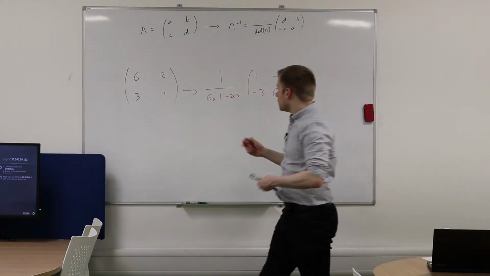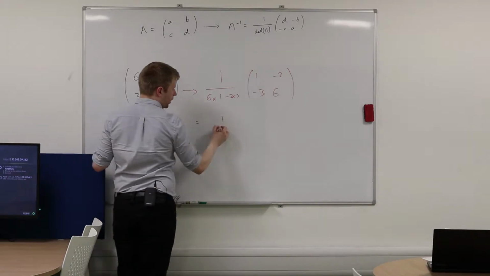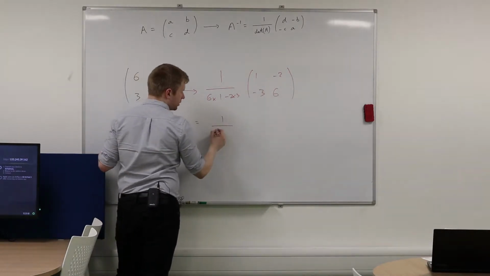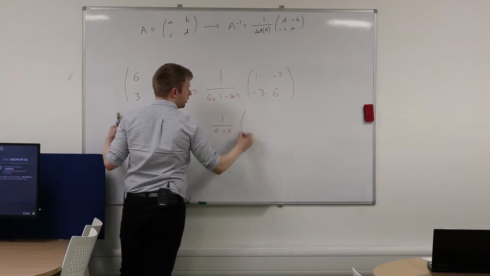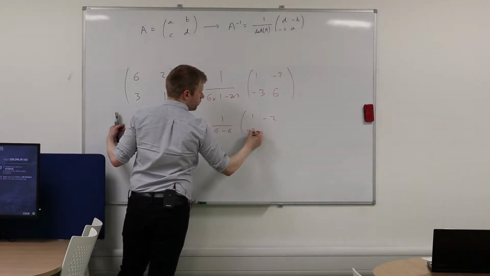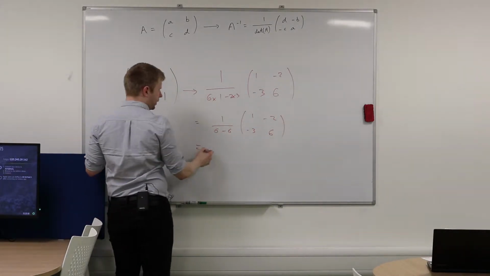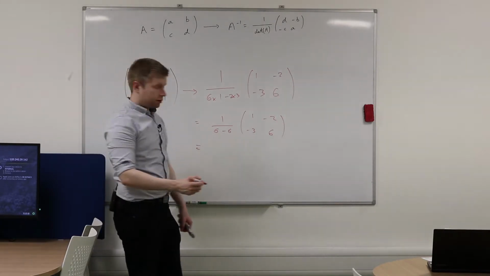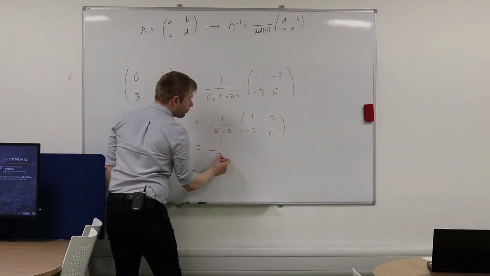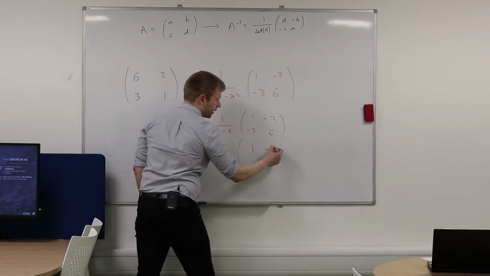Then we go through and tidy up. So 1 divided by, well, 6 times 1 is 6, take away 6, and then that stays the same. Well, let's have a think. 6 take away 6 is 0. So you get 1 divided by 0. Can you do that?